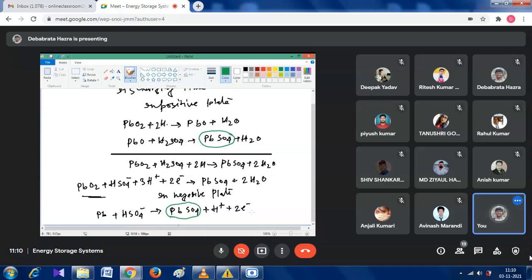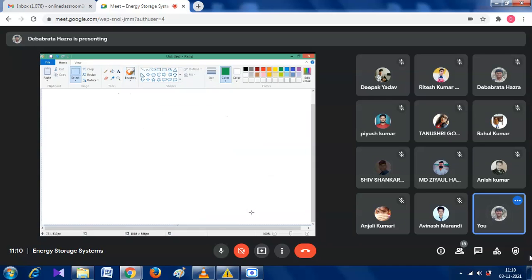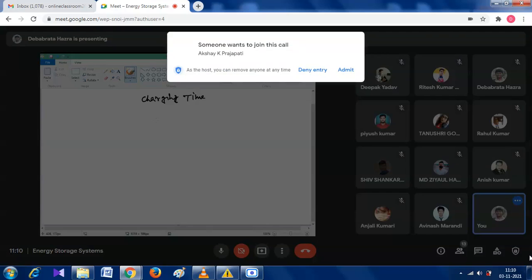And when we actually charge, what will happen at that time? At the time of charging, in charging time, what will happen?